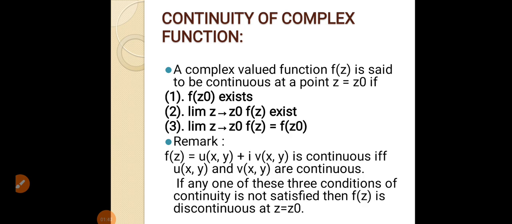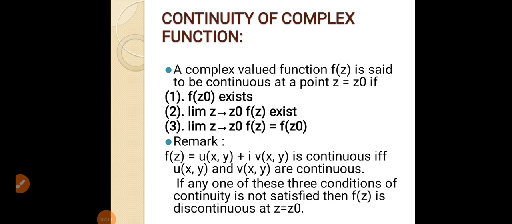Next is a remark. f(z) = u(x,y) + i v(x,y) is continuous if and only if u(x,y) and v(x,y) are continuous. The function f(z) is continuous if and only if u and v both are continuous.